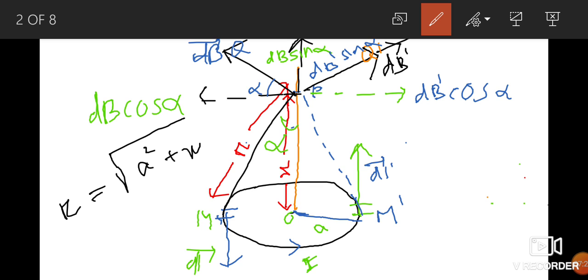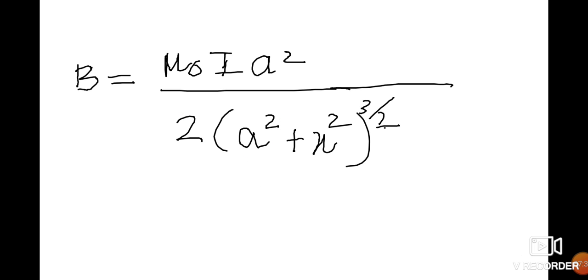From the figure, r equals square root of a square plus x square. Putting this value in the equation we get B equal to mu 0 I a square divided by 2 into (a square plus x square) power 3 by 2. This is the net magnetic field intensity at P due to the circular conductor.